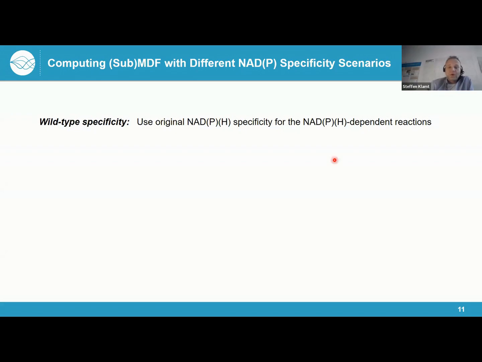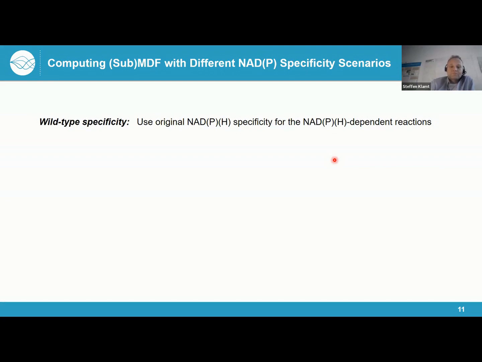The first is the Y-type specificity. So this one uses the original NAD/NADP specificity, and we would leave out all the additionally introduced cofactor variant reactions. So we here use only the Y-type specificity.